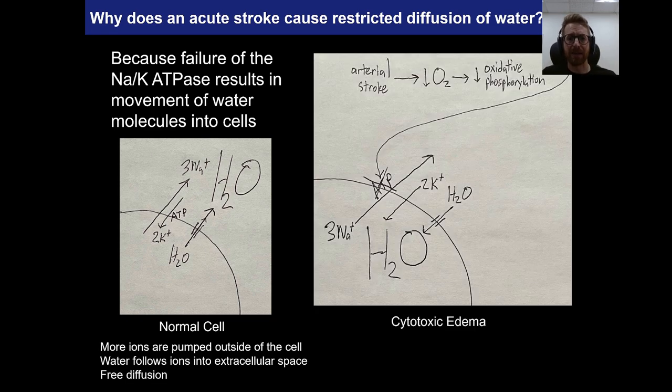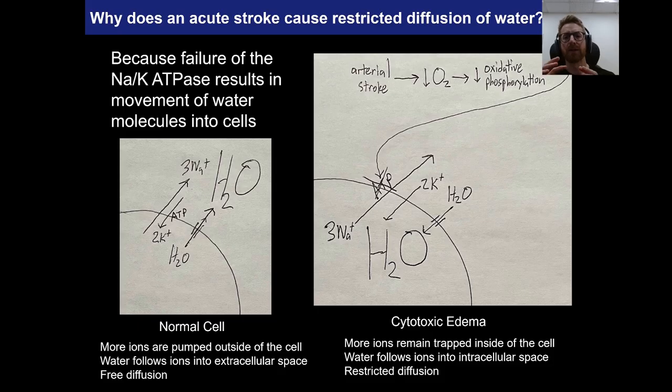When there's cytotoxic edema, an acute stroke, we have failure of the sodium-potassium ATPase. And as a result, we have 3 sodium ions trapped inside the cell for every 2 potassium ions that are trapped outside of the cell. So net more ions inside of the cell, water is then going to move into the cell and cause cellular swelling, cytotoxic edema. Because there's less room to move around inside the cell because of the organelles and whatnot, there's restricted diffusion of those water molecules once they're intracellular.